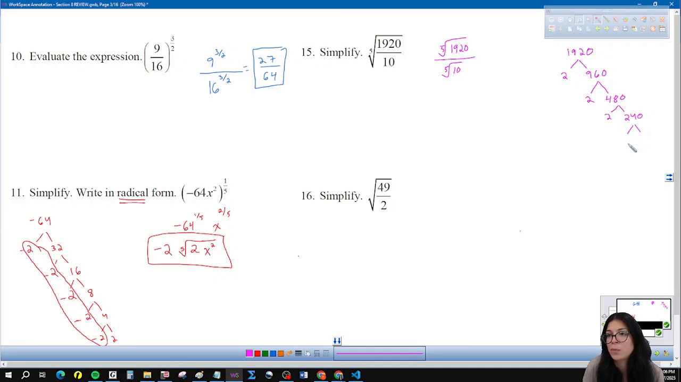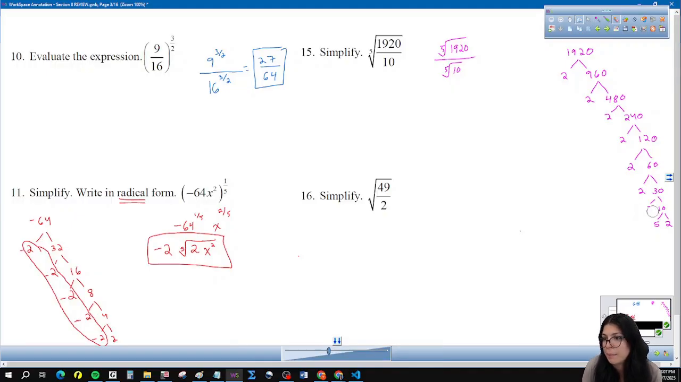And then 480 would split up into 2 times 240, and then 240 would split up into 2 times 120, and then 120 would split up into 2 times 60, and 60 would split up into 2 times 30. 30 is 3 times 10, and 10 is 5 times 2. Or I could have done 30 back here would be 2 times 15, and then 15 is 3 times 5. So we still end up with all of the same prime factors.